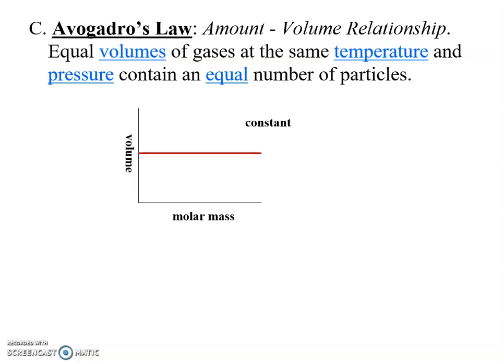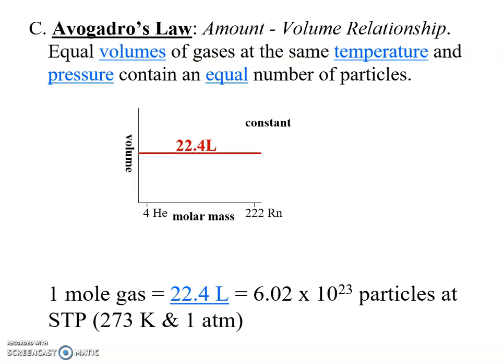By realizing this, Avogadro was able to propose the mathematics that led to Avogadro's number, which we're all familiar with, 6.02 times 10 to the 23rd. It doesn't matter the molar mass, whether I have something like helium or something like radon. At a particular set of conditions, in this case STP, standard temperature, 273 Kelvin, and standard pressure, 1 atmosphere, the volume of 6.02 times 10 to the 23rd particles, or 1 mole of gas, will always be 22.4 liters. So 1 mole of gas, 22.4 liters, as long as you're at STP.